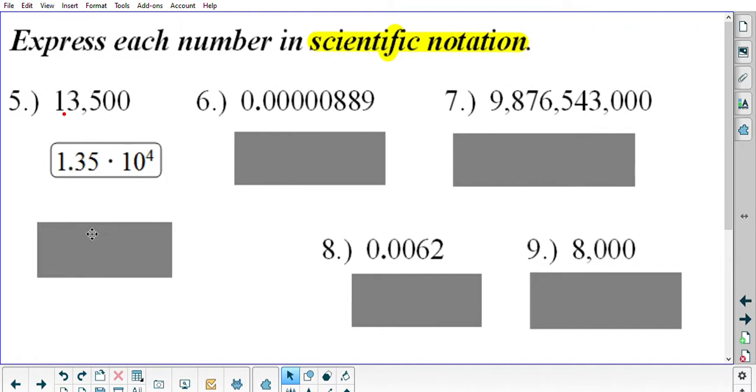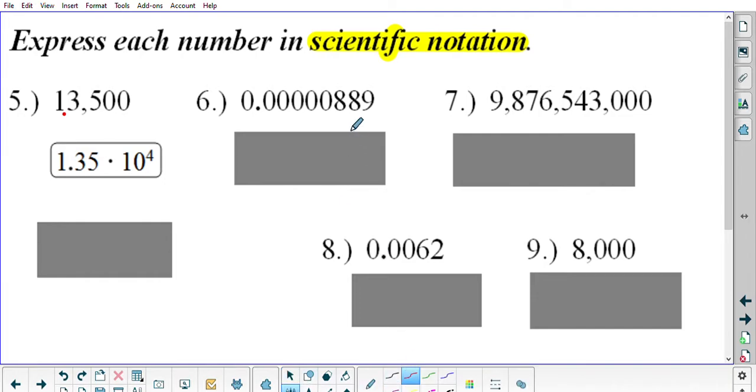Why not negative 4th? Because the original number was a big number, 13,500. That is definitely bigger than 10. That's why it's a positive 4 for the exponent. Let's take a look at number 6. We have 0.000000889, and we need to write that in scientific notation.